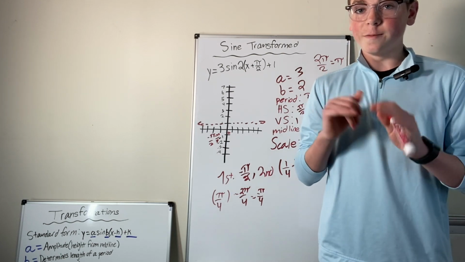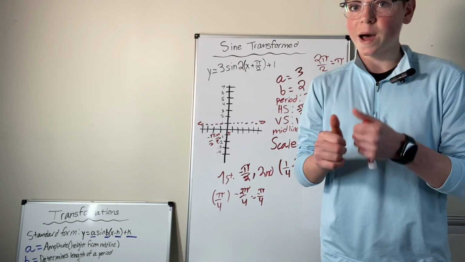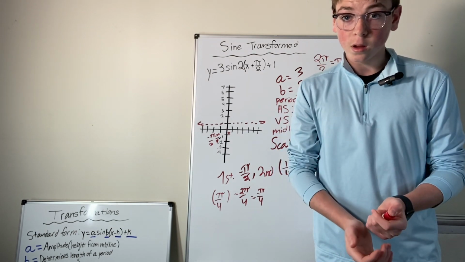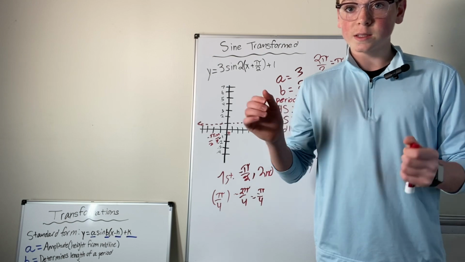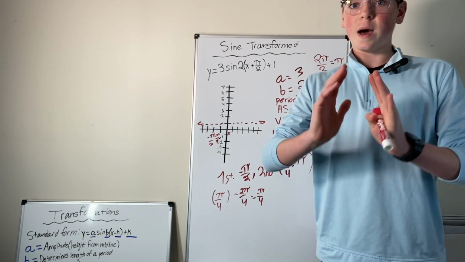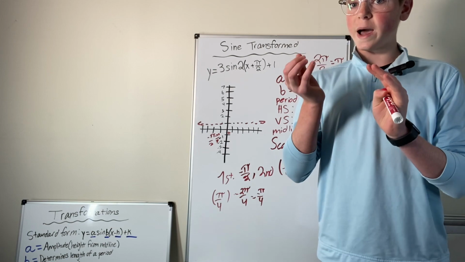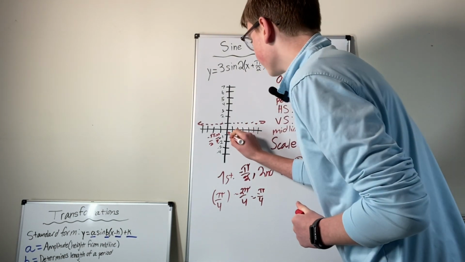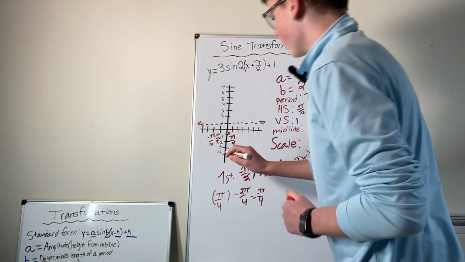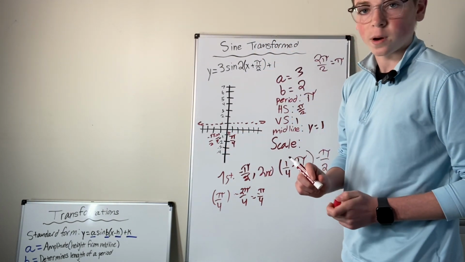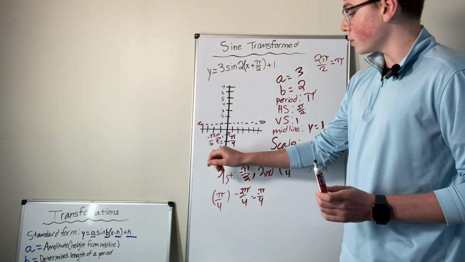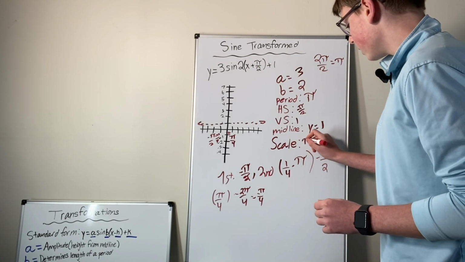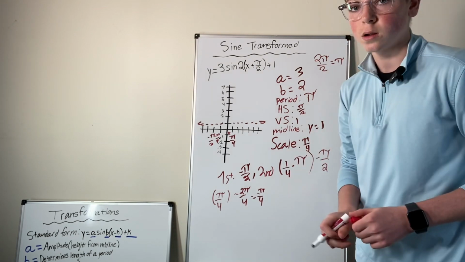Then is 3/4 times our period, which is pi. 3/4 times pi is 3 pi over 4, minus pi over 2 is the same as saying 3 pi over 4 minus 2 pi over 4 will equal pi over 4. So you should start to see a pattern here. We have negative pi over 2, then negative pi over 4, then 0, then pi over 4. We are moving pi over 4 each time. So our scale is pi over 4.